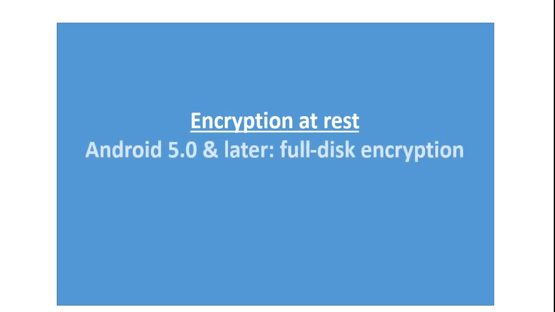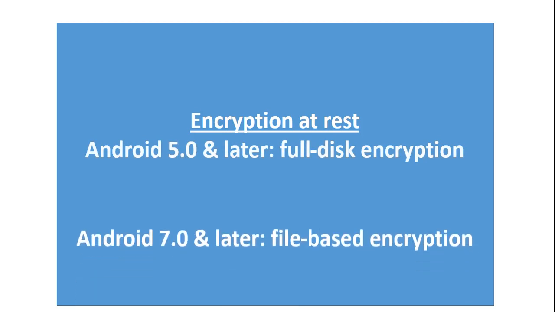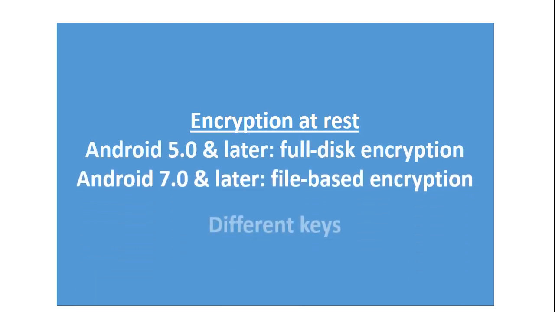Now, Android version 5.0 and later, so for quite some time, actually supports full disk encryption. And from Android 7.0 and later, it supports file-based encryption as well. Basically, file-based encryption allows different files to be encrypted with different keys that can be decrypted or unlocked independently. Okay.